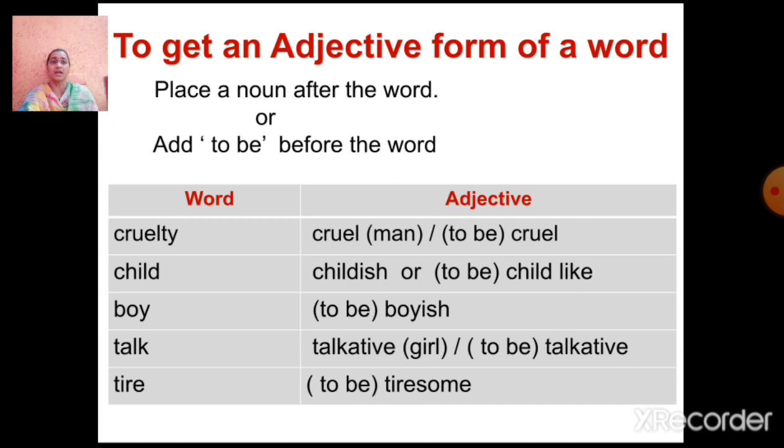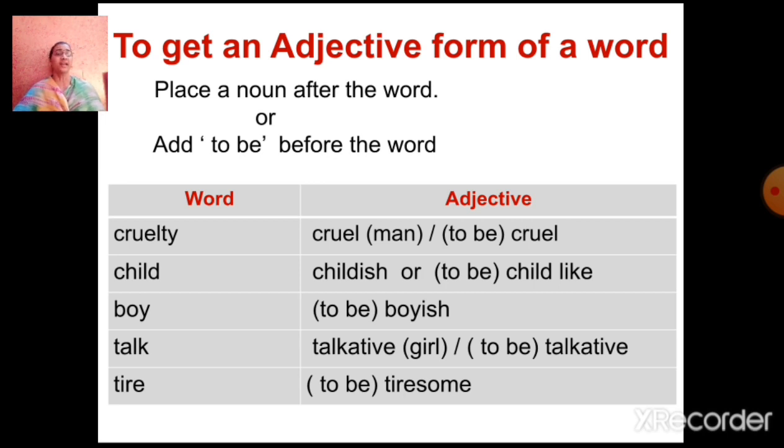Now, let's learn how to get an adjective form of a word. There are two ways to find this. First, we can place a noun after the word, or we can add to be before the word. Now, let's understand this with an example. Here the word given is cruelty. Now, let's form a sentence and check. The cruelty in the world saddens me. So, when I say the cruelty, it means cruelty is a noun. Correct?